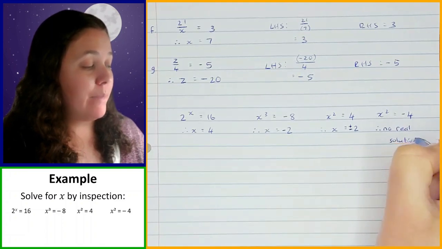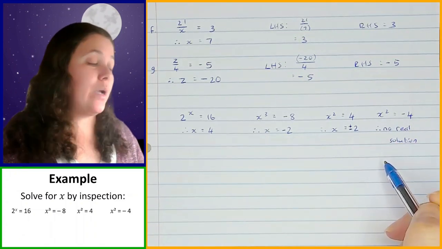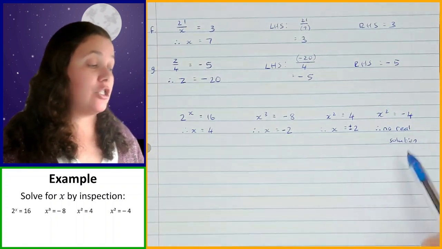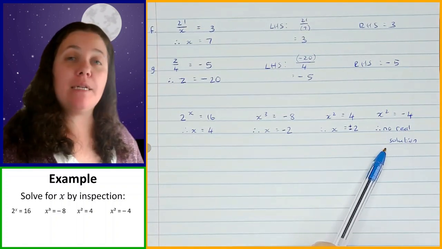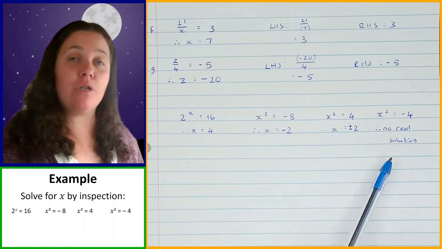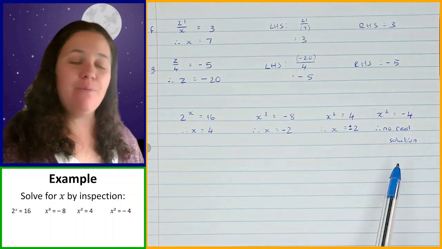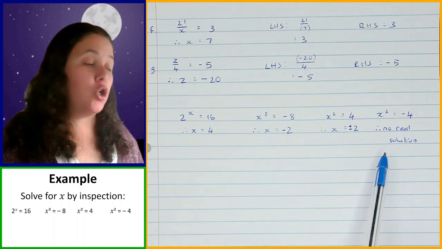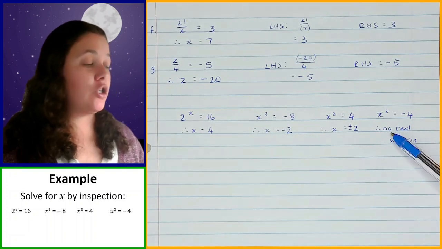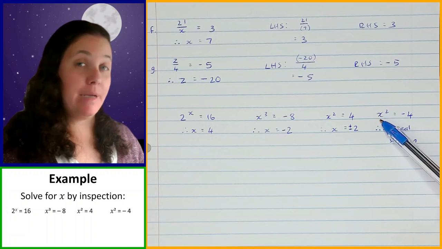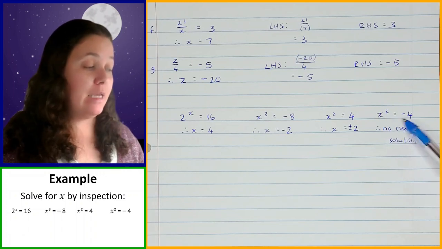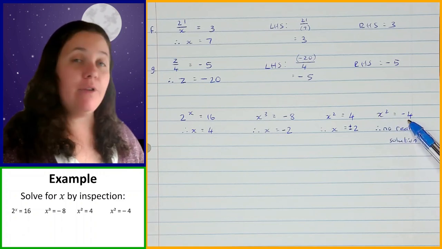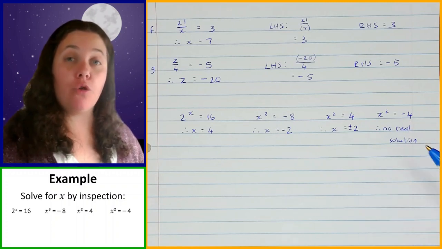Now I don't know if you remember when we were doing our squares and our square roots in that section, we learned that if you try and take the square root of a negative number, then we said that it is non-real or imaginary. So over here, if I try to find the square root, which is what the base would be over here, then I'm trying to find the square root of a negative number, which is non-real or imaginary.